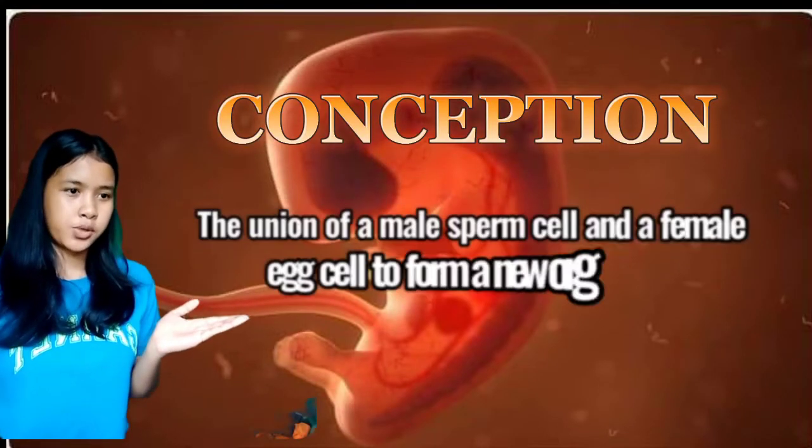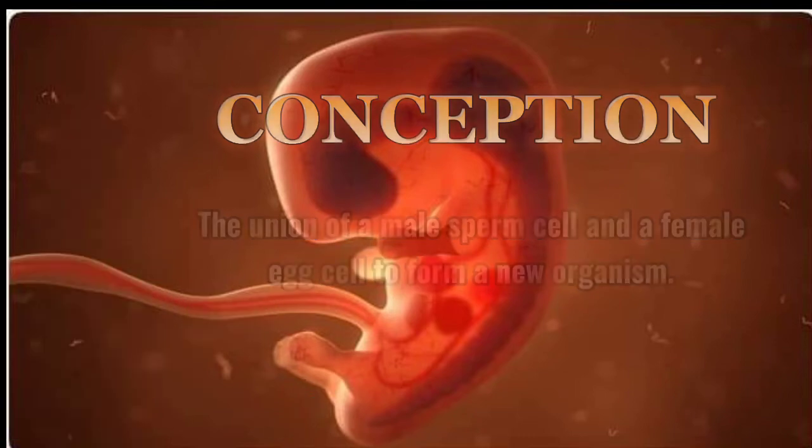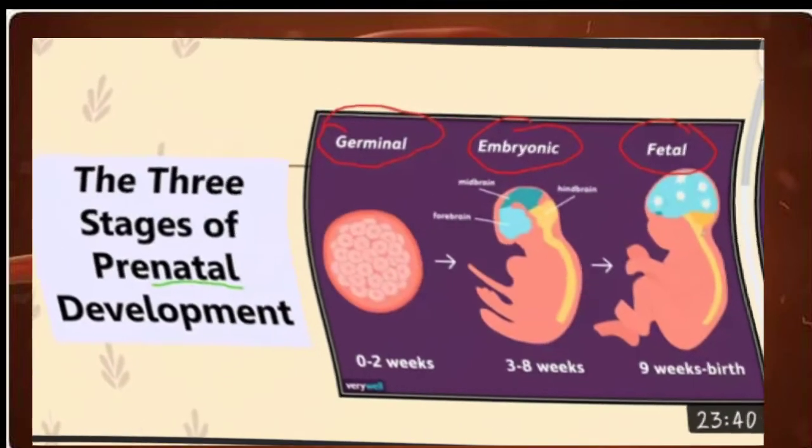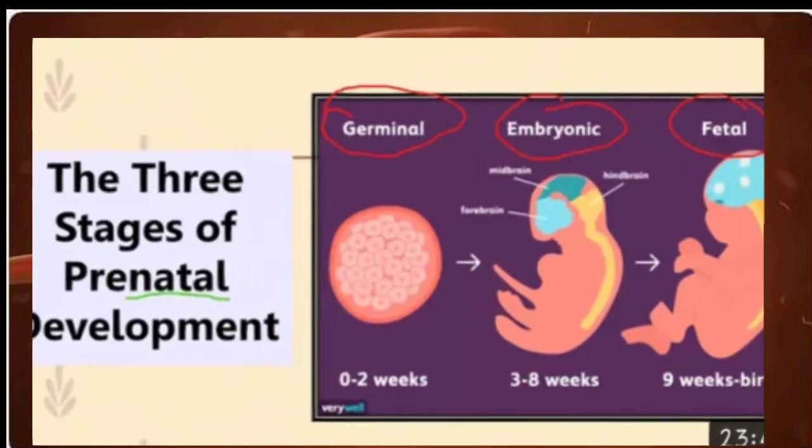Conception, the union of a male sperm cell and the female egg cell to form a new organism. The prenatal development has three stages of development. It is germinal, embryonic, and fetal.